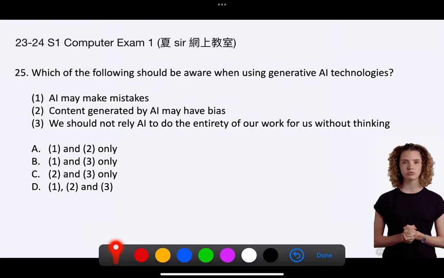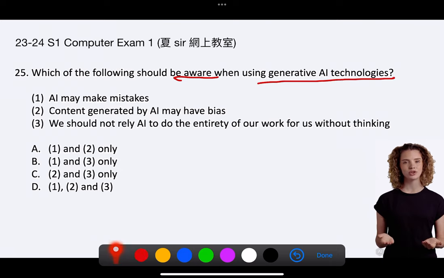Question 25. Which of the following should be aware when using generative AI technologies? 1. AI may make mistakes. 2. Content generated by AI may have bias. 3. We should not rely on AI to do the entirety of our work for us without thinking.